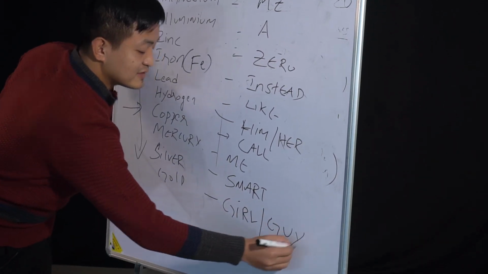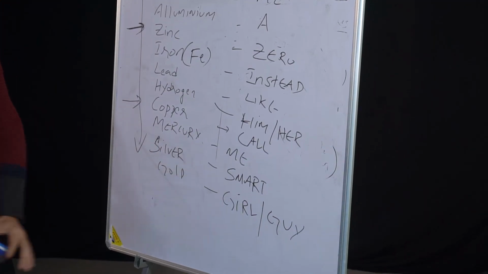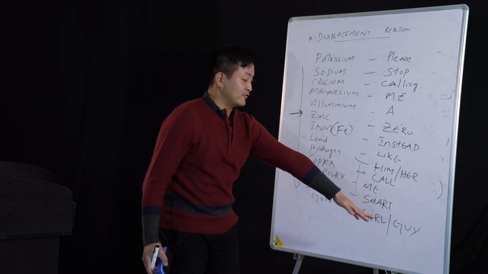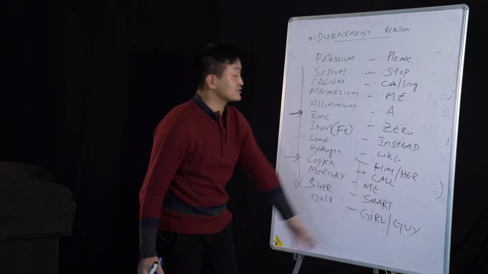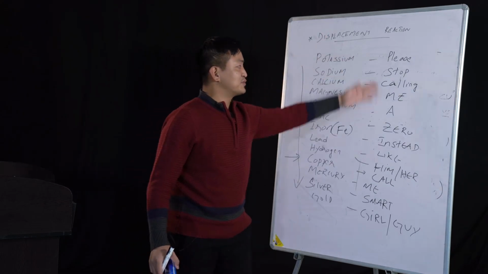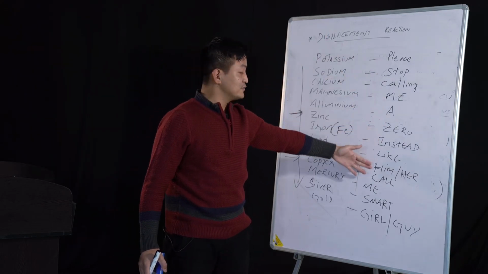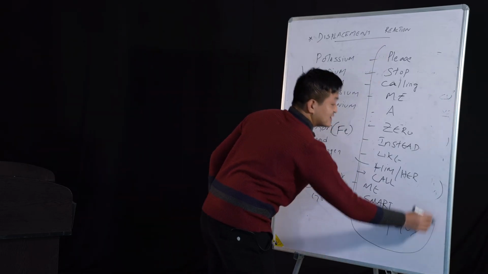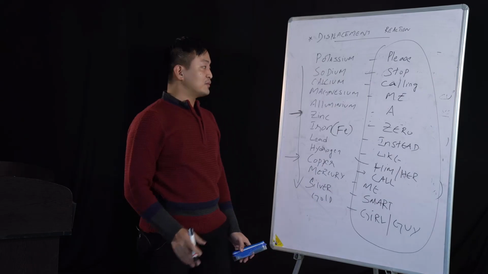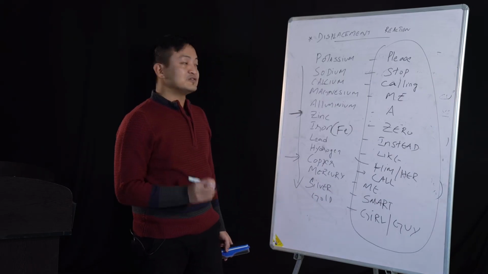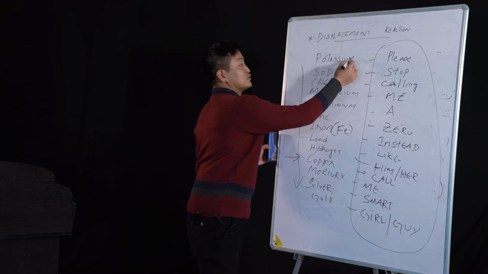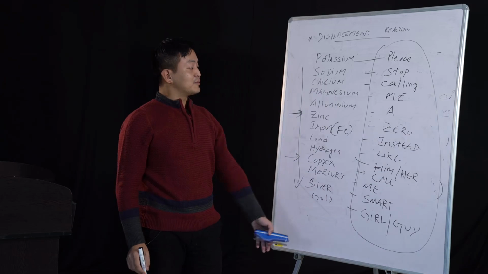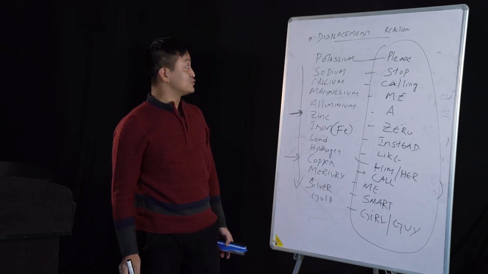So the same thing here. The last one we're ending with is gold. So just to let you remember, you can either use girl or guy. For girls, you can use guy. For guys, you can use girl. So this is a simple sentence. Please stop calling me a 0. Instead, like him, call me a smart girl. So you can remember this sentence, for some of you who will have a little bit of difficulty in remembering the chemical names. So it will be P for potassium. So please, it goes on. So you can remember the reactivity series in this way.